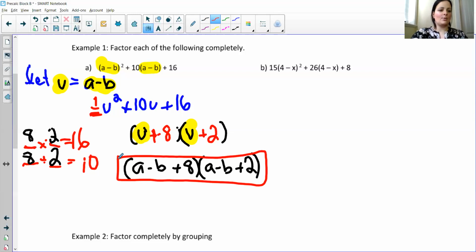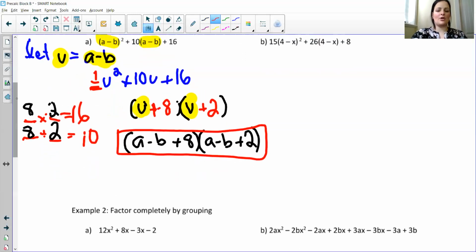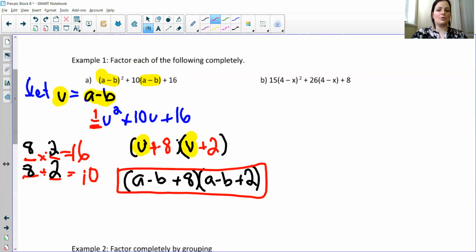So we're going to try the second one. I'd like you to pause it here and try it on your own. What would you substitute out?